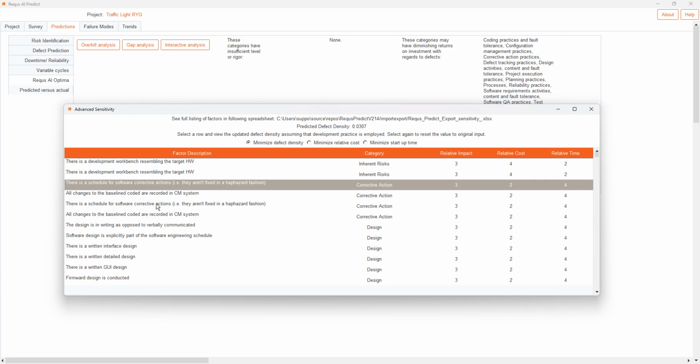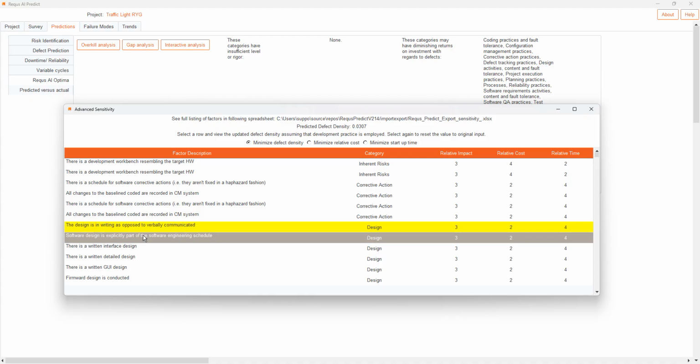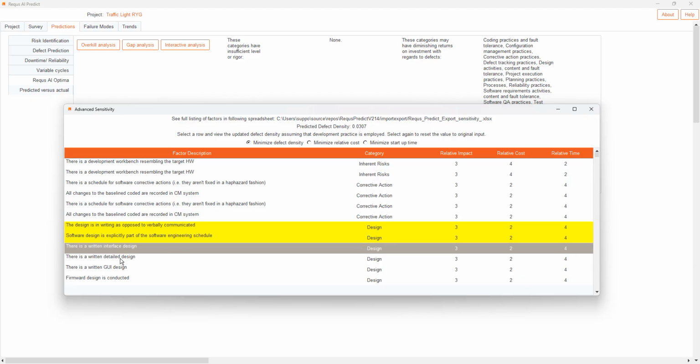Let's see. The design is in writing as opposed to verbally communicated. Let's click that. Okay, that didn't have much effect. It's explicitly part of the software engineering schedule. Not much effect there. There's a written interface design. Let's see what that does. That actually made things worse.